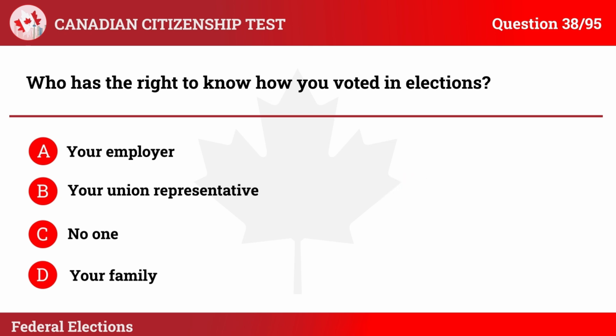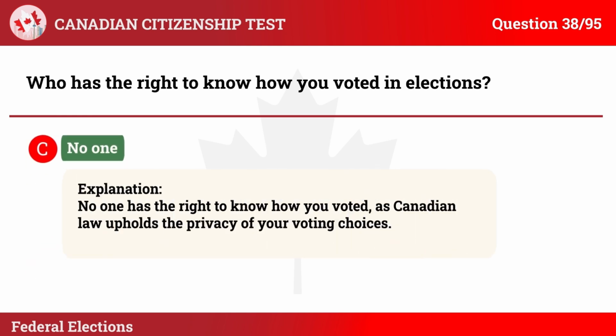The correct answer is C. No one. Explanation: no one has the right to know how you voted, as Canadian law upholds the privacy of your voting choices.